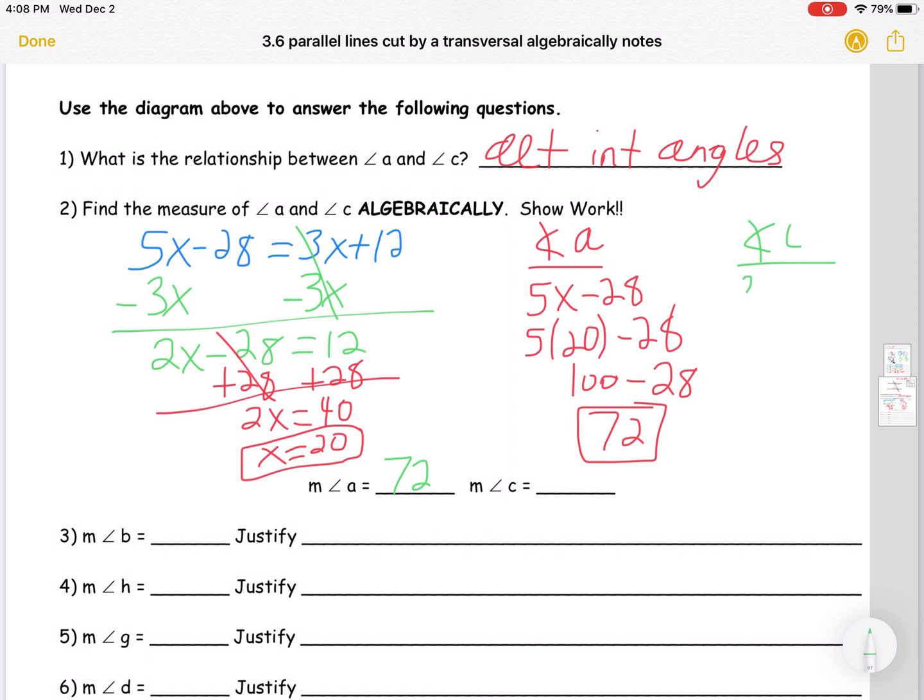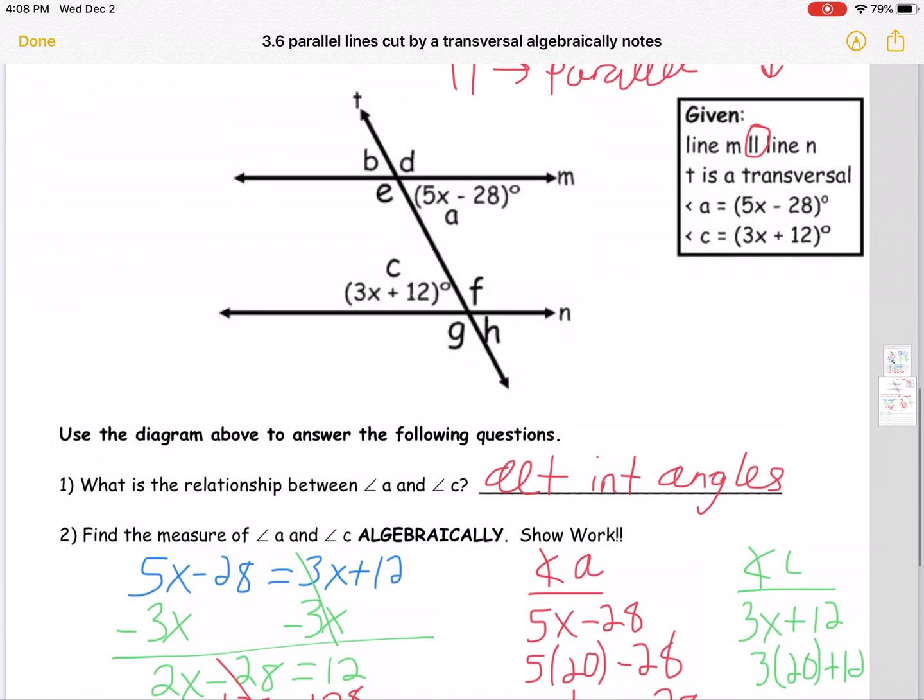So 3x plus 12, 3 times 20 plus 12. 3 times 20 gives us 60. 60 plus 12 indeed gives us 72. So both of these angles are going to be 72 degrees. Okay? All right. So now we have everything we need to solve for all these missing angles.